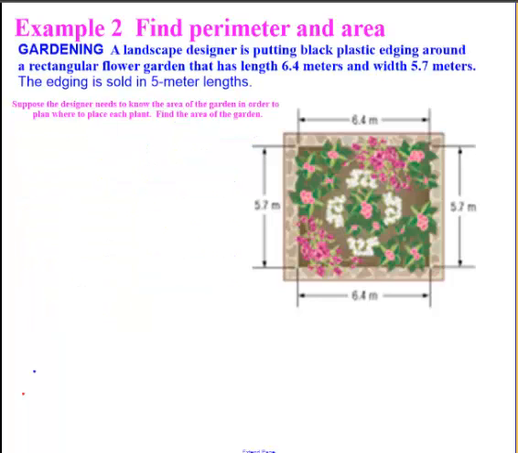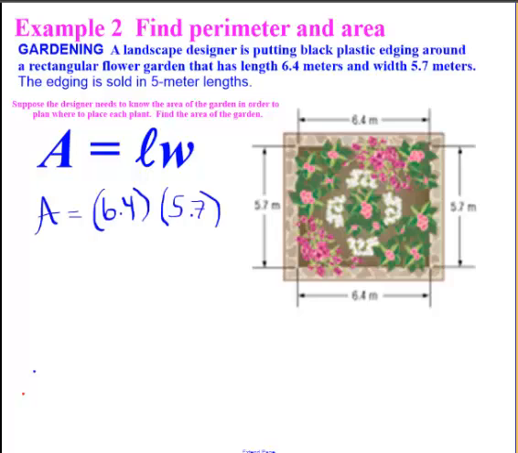Suppose the designer needs to know the area of the garden in order to plan where to place each plant. Find the area of the garden. So we need to pull up our area formula. Area equals length times width. And our length is 6.4, our width is 5.7. If we multiply those together, we get an area of 36.48 square meters.